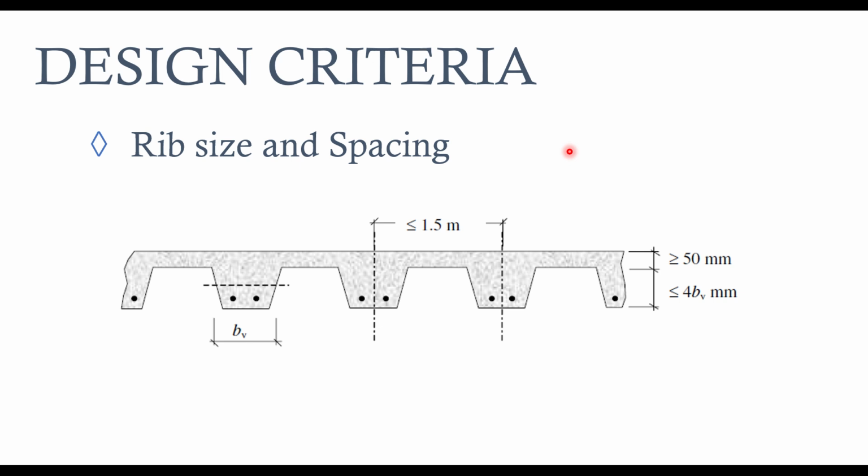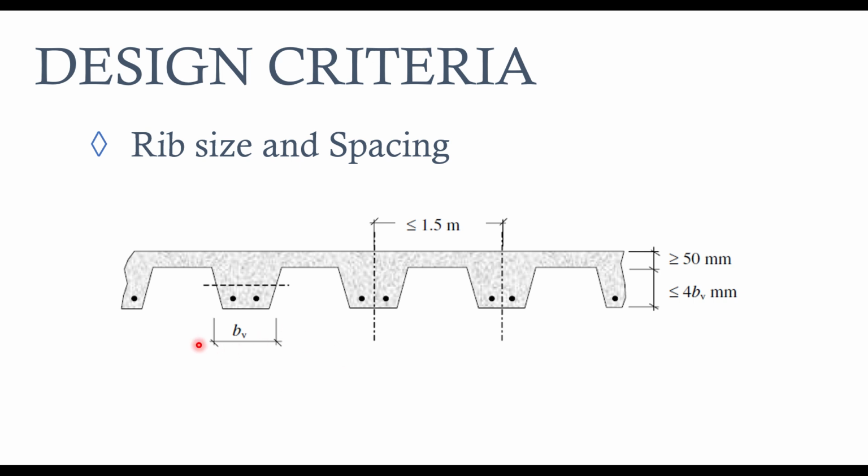Then another thing we have to talk about is the depth of your rib beam below the part of the slab. Now I told you a rib slab is comprised of two major components, the rib itself and also the topping. So this topping is also called the topping slab. So the depth of this rib should be less than 4 times the width of your beam.